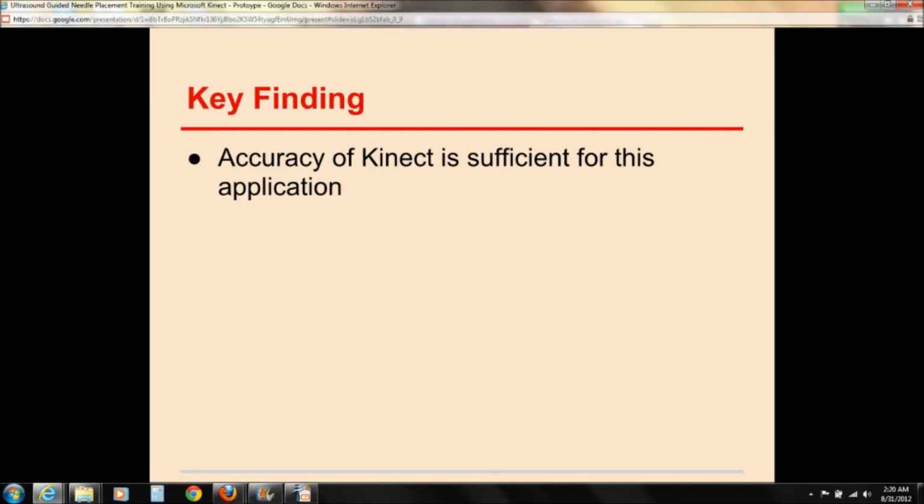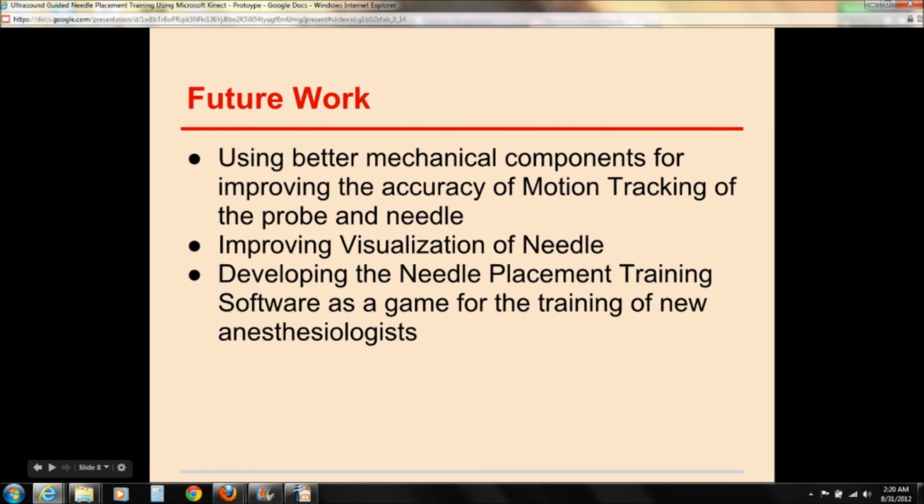One of the key findings in our research is that the accuracy of the Kinect, which we feared would not be sufficient for the application, is actually quite sufficient. Some of the challenges that we are facing right now are not of software nature, but rather they are mechanical. That is, if we improve the mechanical components that we are using for tracking the needle and the probe, that is the markers and the associated equipment, then the accuracy of the motion tracking module can be improved a lot more.